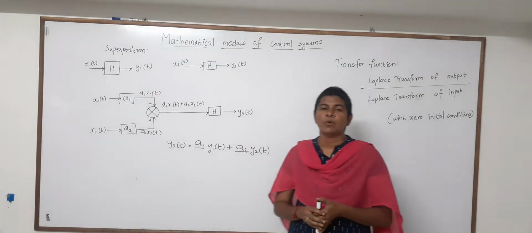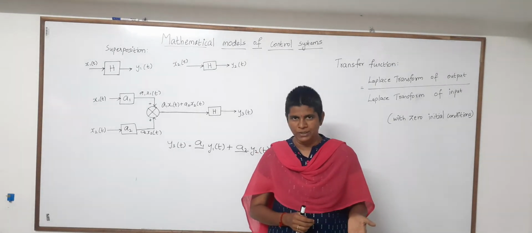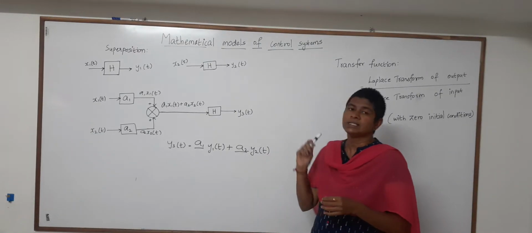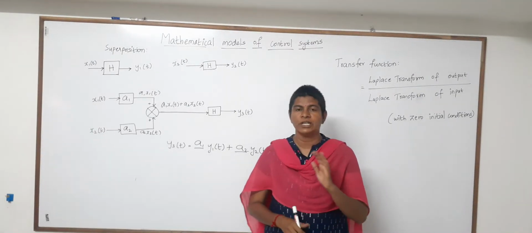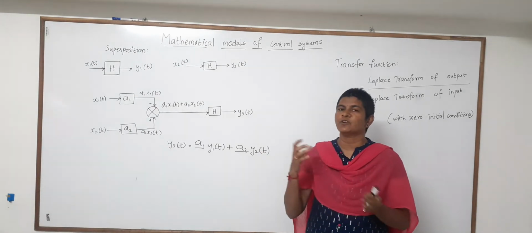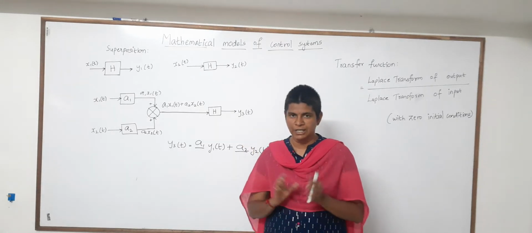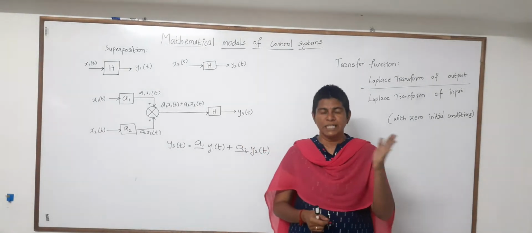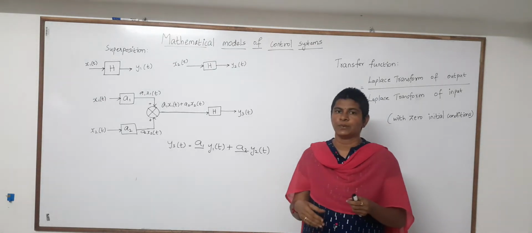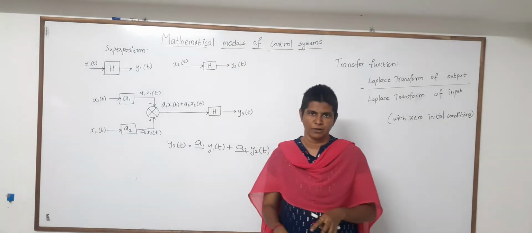A mathematical model is nothing but representing a system in terms of equations. And here in our case, we are representing a control system in terms of differential equations. So, a control system, whenever represented in terms of a mathematical model, will have some set of differential equations. For various input conditions, we can solve the differential equations and get the required output values.